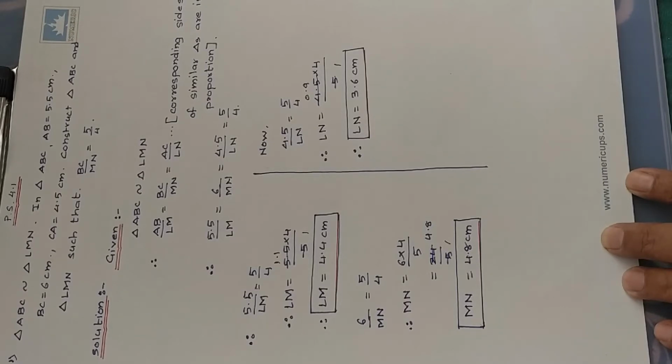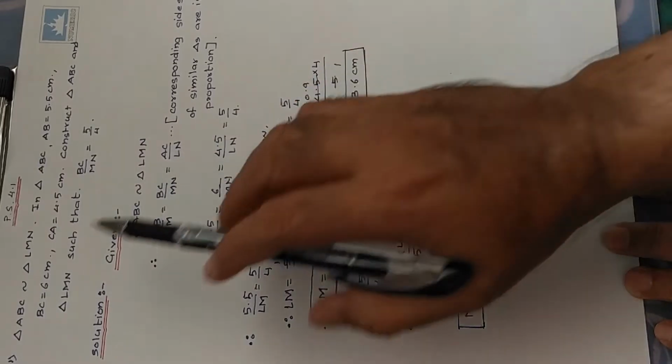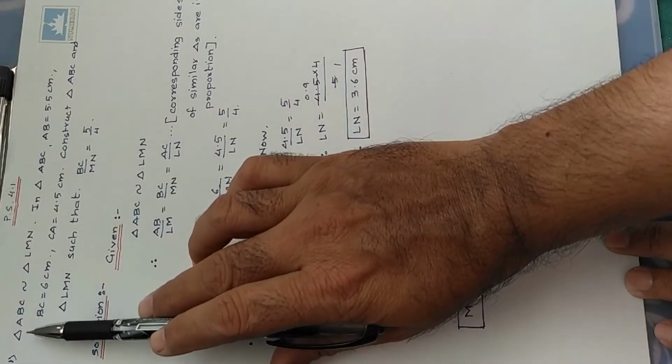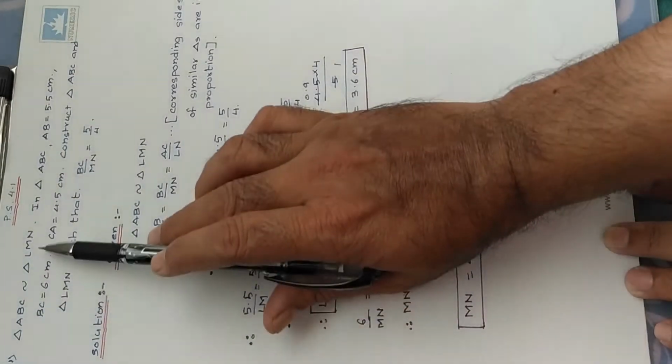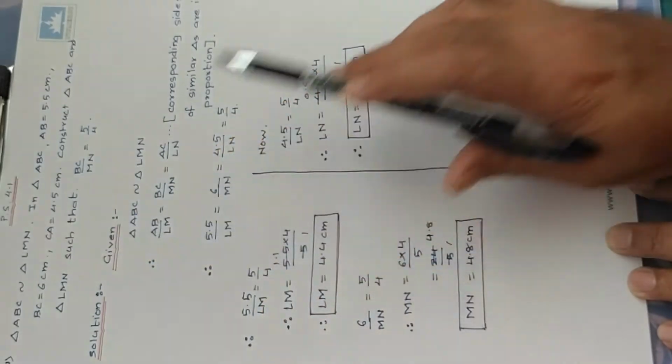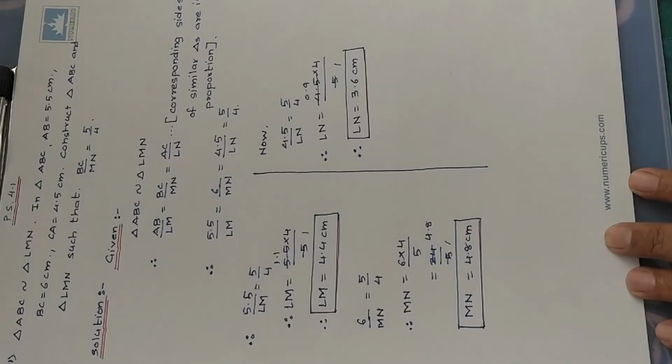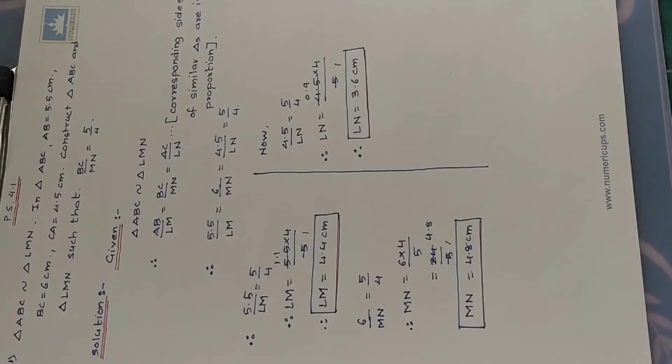I will tell you in the next examples how you are going to have two triangles in one diagram, that is 2 in 1 triangles. That I will explain later. But how you will understand is based on the name of the triangle. Now here the name of the triangle is ABC and here LMN. So means you are going to have two different triangles.